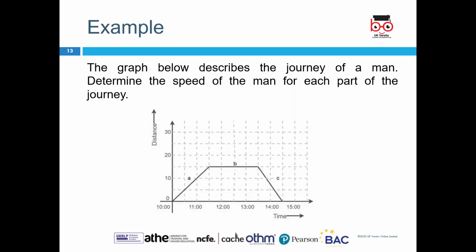So this is how you can calculate using the graph. You can determine the speed of the person. So this one is clear for you? Yeah. So here we use the basic formula, which is speed is equal to distance by time.